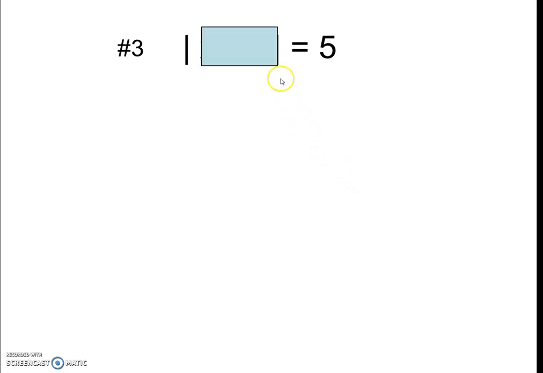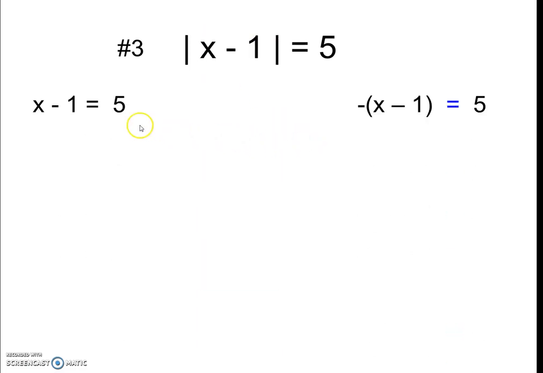Now let's think about it again. What could go in there? Oh yeah, -5 or 5 could go in there. So there's a negative and a positive. So let's write some equations. Here's my first equation. X minus 1 equals 5. That looks just like the other one. But the other one has to be opposite, negative x minus 1. This one has to be positive. This one has to be negative.